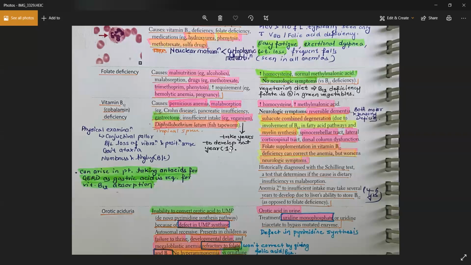Any more doubt? And please remember that in case of vitamin E deficiency, as well as in case of one disease, which is, can someone tell me? Friedreich's ataxia. Don't worry. In case of vitamin E deficiency, as well as in case of Friedreich's ataxia, you will get similar neurological symptoms, a subacute combined degeneration. So be careful while choosing vitamin B9 and B12 as an option.